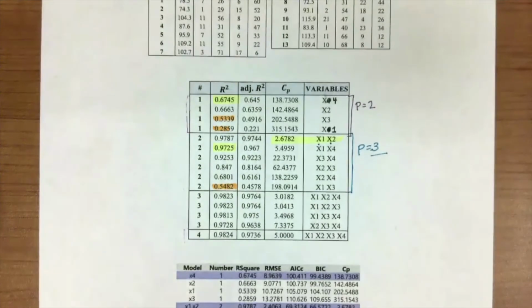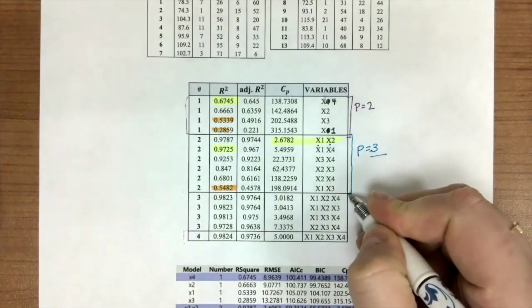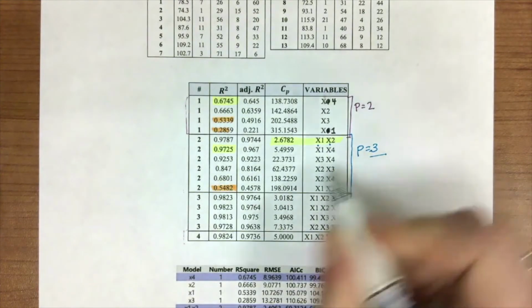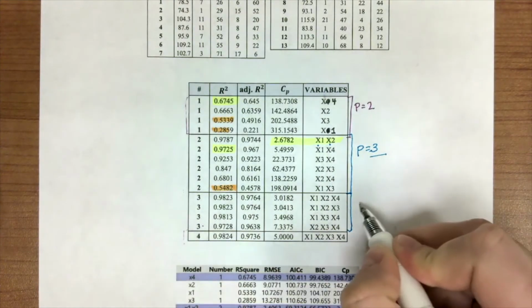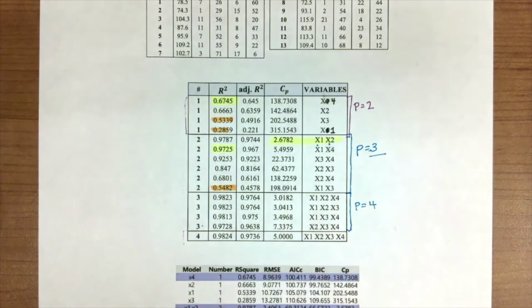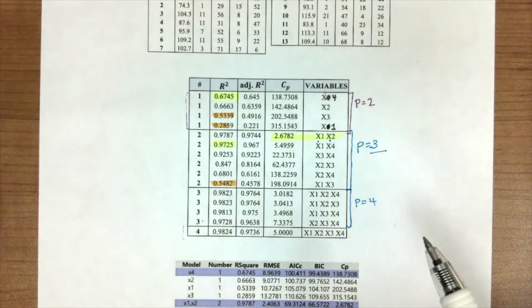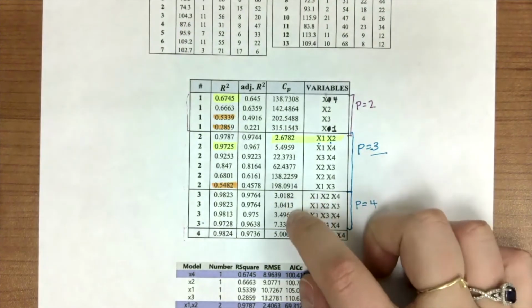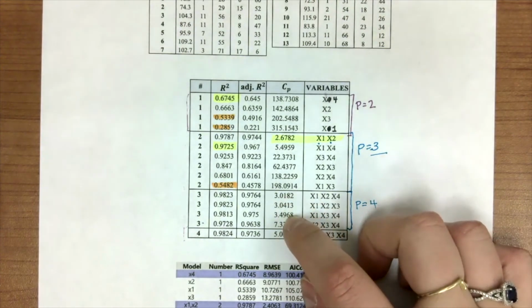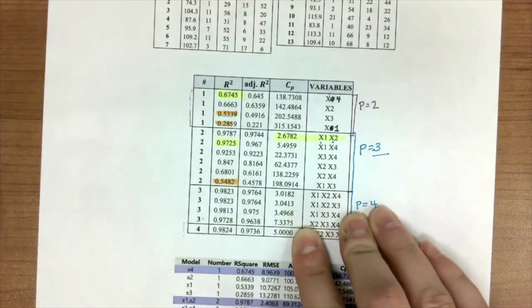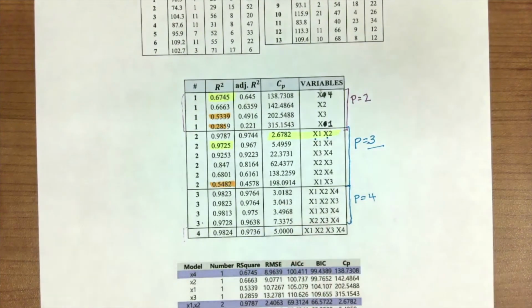Now, just to give another example, if we were to move down here to the 3 variables, P is equal to 4. And so we would want to find the value that is closest to 4. What we kind of see here though is these 3 models are pretty close to each other, and they're also close to P equaling 4.